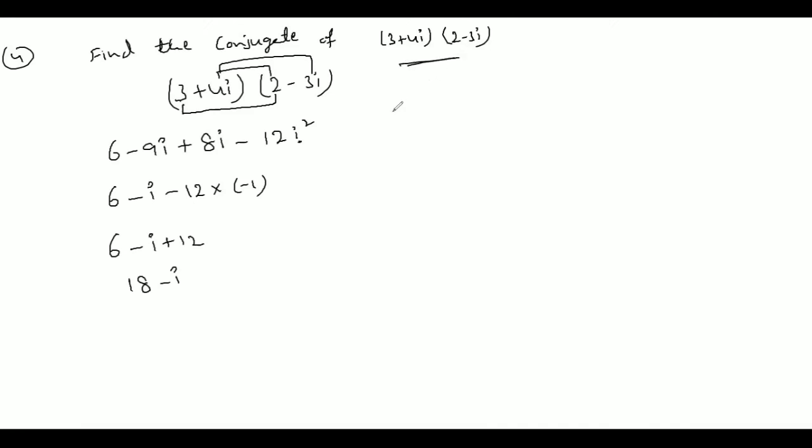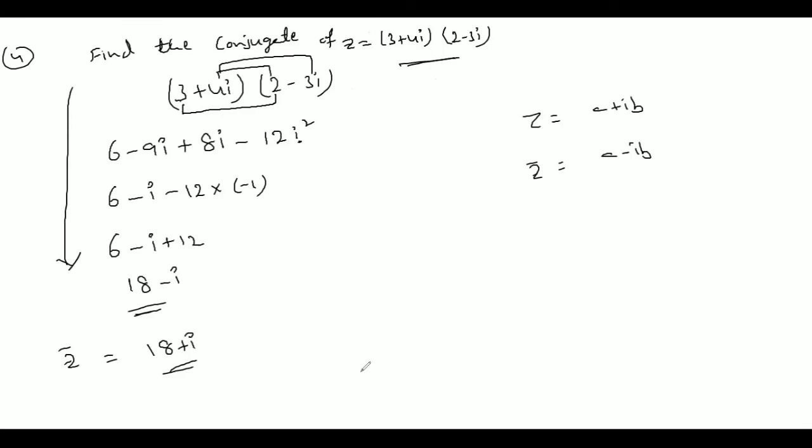So we already know the conjugate. Find the conjugate of this. For this one we have to write the conjugate. If we take this as z, we have to find z bar. We know the formula: z equals a plus ib, its conjugate is z bar equals a minus ib. So z bar equals 18 plus i. This is the conjugate for the given question.